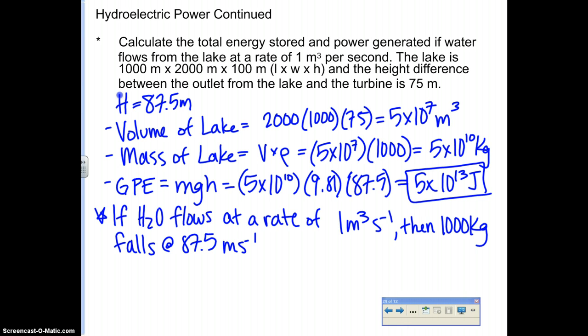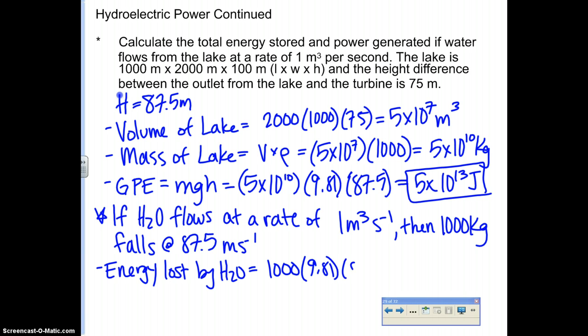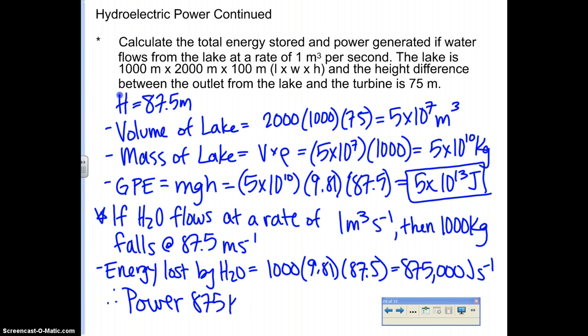So therefore, energy lost by water equals 1,000 times 9.81 times 87.5. That's MGH there, right? You're just using MGH, which gives you 875,000 joules per second. Well, 875,000 joules per second therefore means that the power is 875 kilowatts. A joule per second is a watt. So your power is 875 kilowatts. Okay.